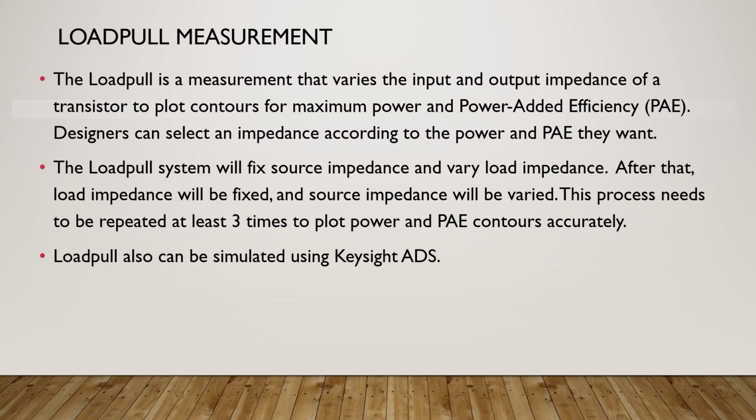The load pull is a measurement that varies the input and output impedance of a transistor to plot contours of maximum power and power added efficiency. Designers can select an impedance according to the power and PAE they want. The load pull system will fix source impedance and vary the load impedance. After that, the load impedance will be fixed and the source impedance will be varied. This process needs to be repeated at least 3 times to plot the power and PAE contours accurately. Load pull also can be simulated using Keysight ADS.